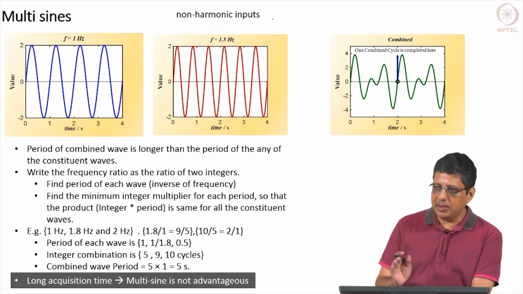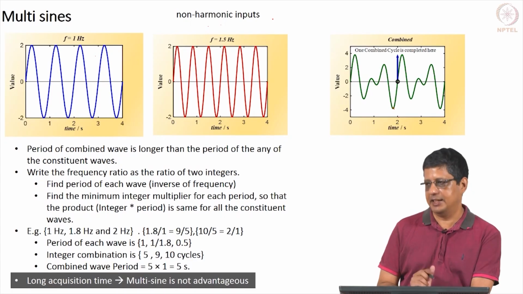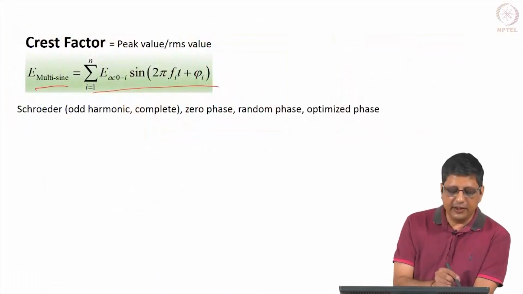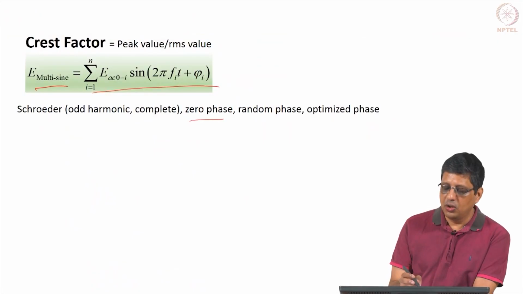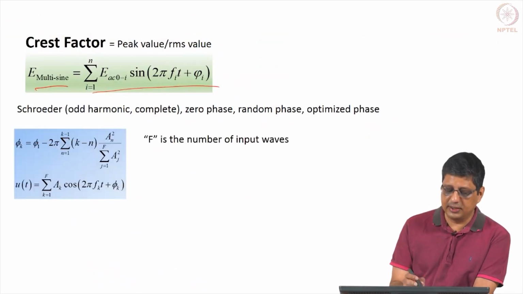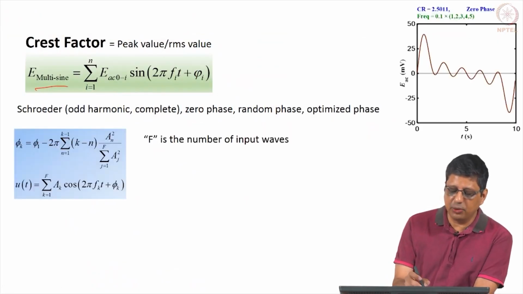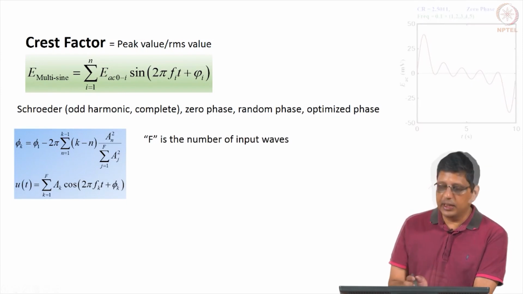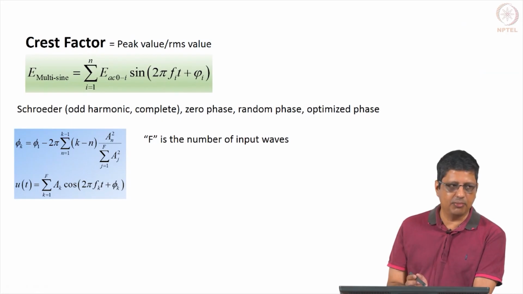You can optimize the crest factor by adjusting the phase. RMS value will not change, but the peak value can change. There are different choices for the phase values. One choice is to use 0 phase, meaning do not give phase for any of the input values. That is mathematically simple, or implementation wise it is simple. Another is to give random phase. So, some of the publications suggest using random phase for this.